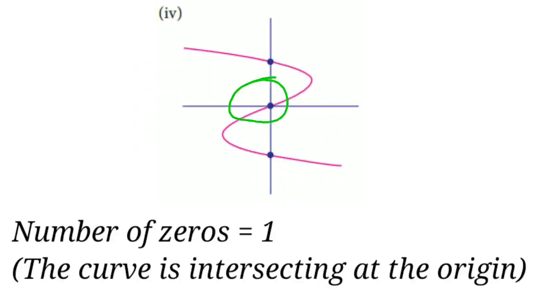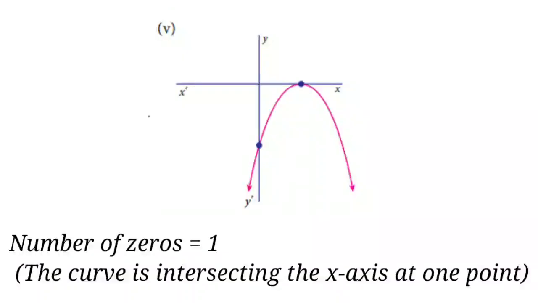Fourth subdivision, the curve is intersecting at the origin. Therefore, number of zeros is equal to 1. Fifth subdivision, the curve is intersecting the x-axis at 1 point. Therefore, number of zeros is equal to 1.